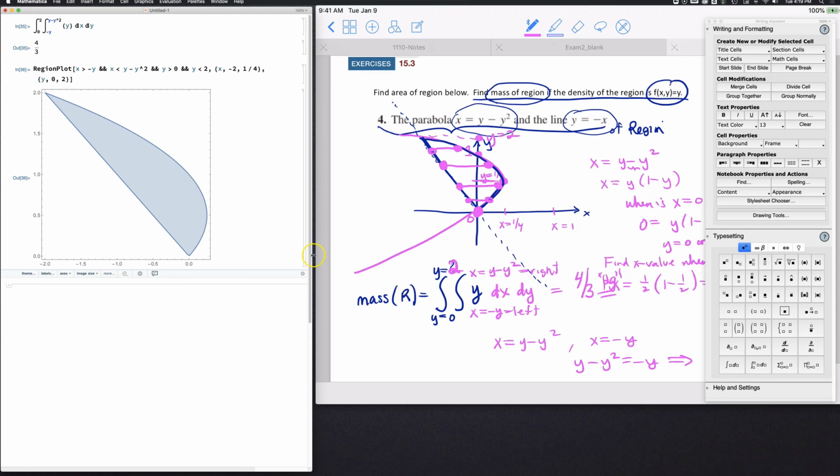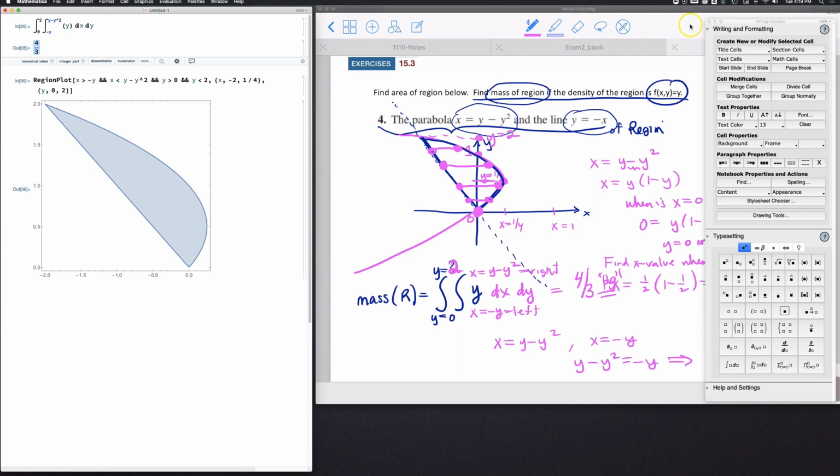So that ends this example of using a double integral to compute mass. We've also practiced setting up integrals, choosing the correct order of integration, and the evaluation step. This 4/3 is what you can work towards.